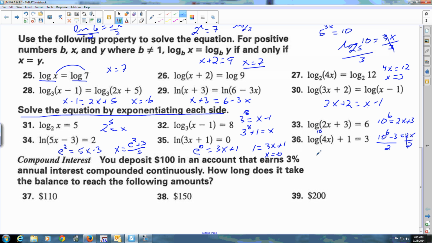Subtract the 1 first. So you have log of 4x is equal to 2. The base is 10. So that's 10 squared is equal to 4x. Divide by 4. Now this you can work with because 10 squared is 100 over 4, which is 25.